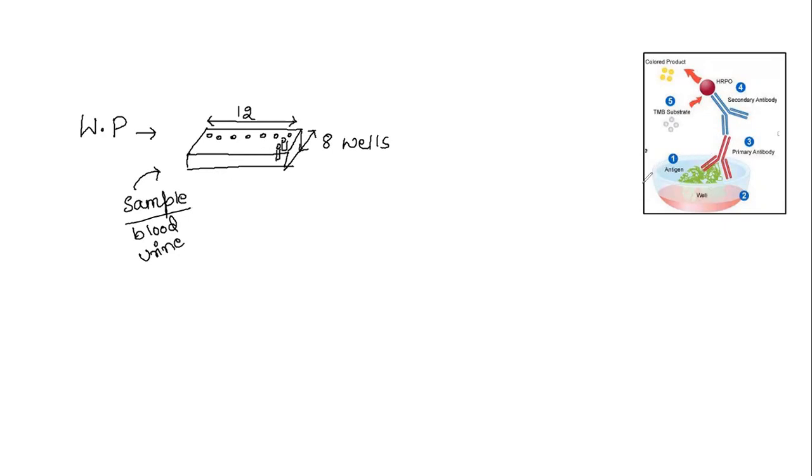As you see here, this is the well, the blue colored well. Yes, it is the well or the microtiter in the ELISA plate. Now, after the sample is added, it can either contain the antigen.